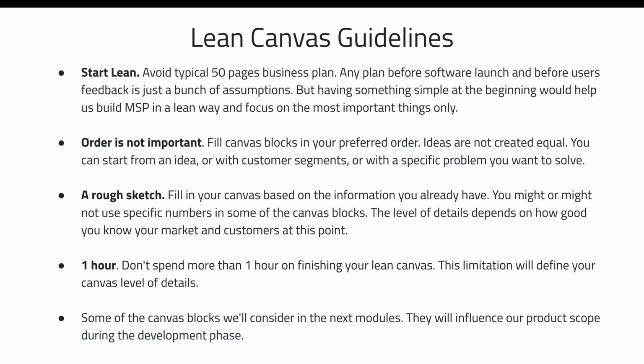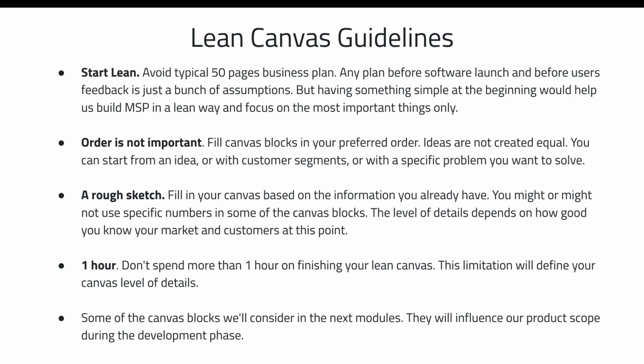How to avoid spending too much time? We have a simple rule here for you. Do not spend more than 1 hour on research and canvas completion. This time limitation will define your level of details on your canvas. For example, if you already know some numbers and how you're going to price your product, then put it in revenue streams block. If you don't know and it will take you not more than 5 minutes to figure out the initial pricing structure, then do this. Do this research and put these numbers into revenue streams block.